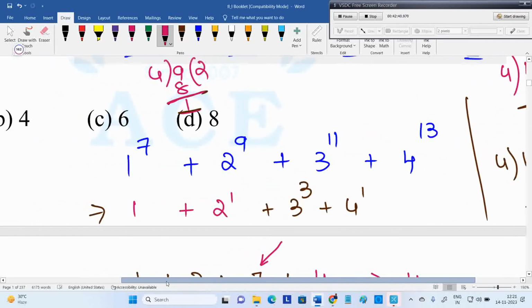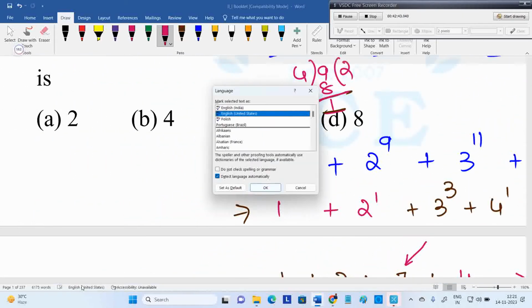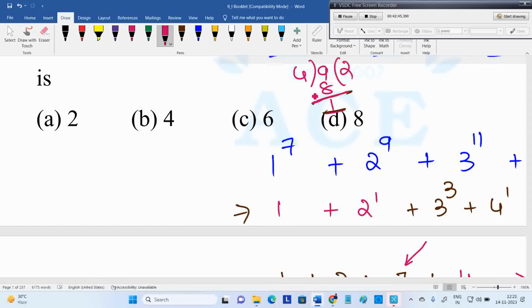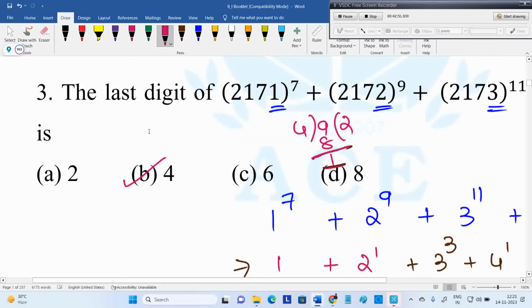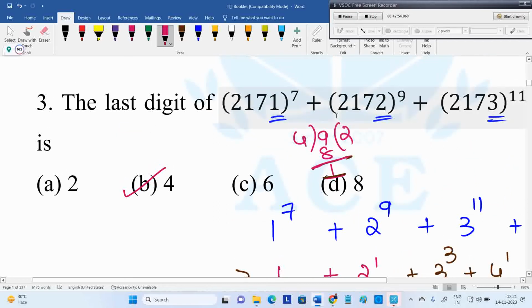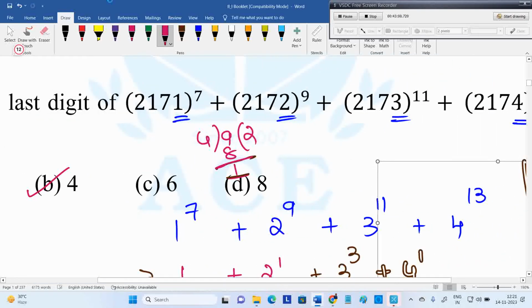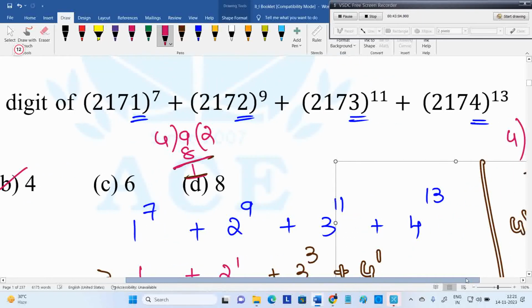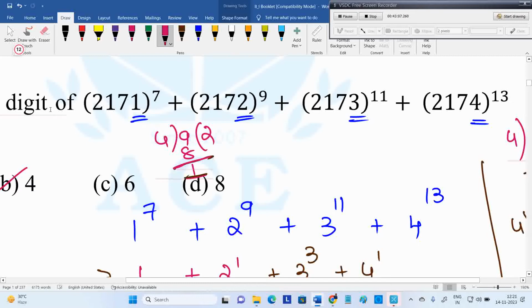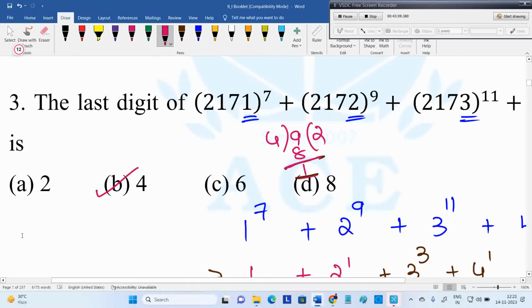Okay, you can see there is an option B. The last digit, option B is the answer. Last digit or units place is nothing but equal to 4. 1 power 7, 2 power 9, 3 power 11, check it out, all this 4 power 13, right? Okay, let's see the next question. I hope you understand how we solve this.